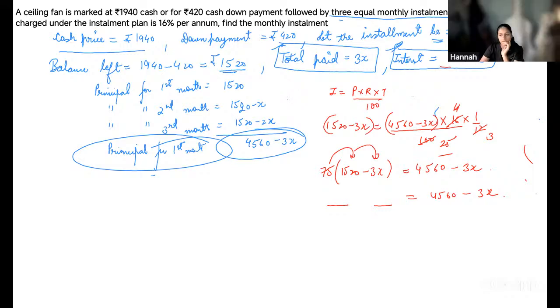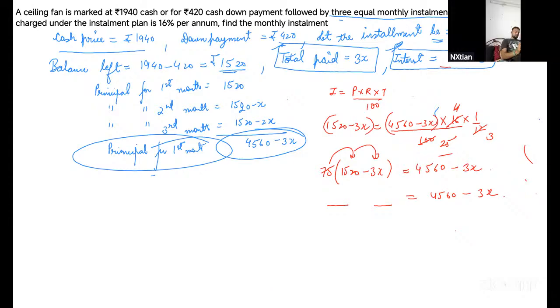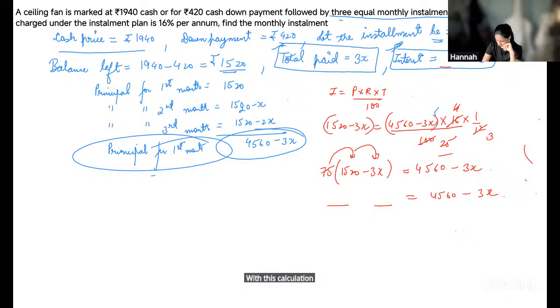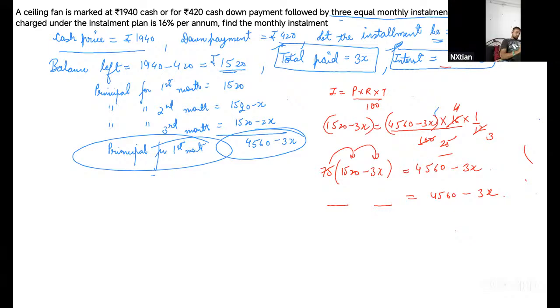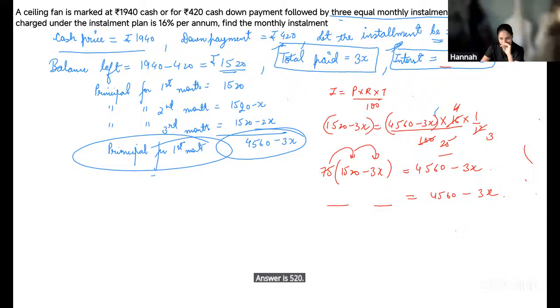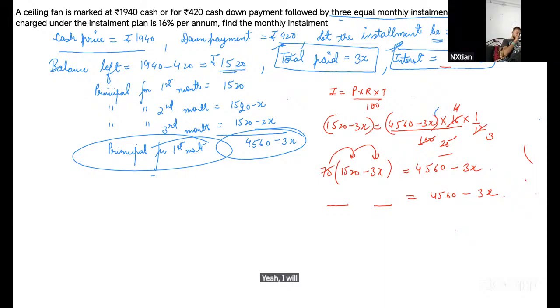So what's the final answer? Final answer you want? It's 3,000. With this calculation, I'm getting 492.97, and it's not giving any interest. No, sorry, answer is 520. I will do it. Did I do something wrong? Yes, I did something wrong.